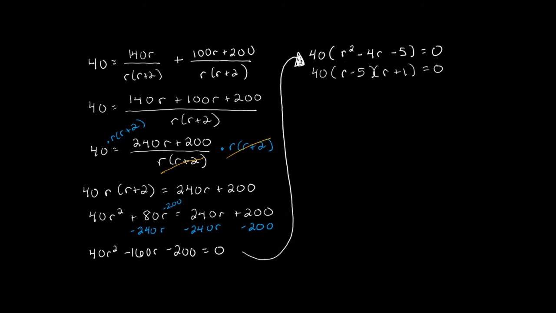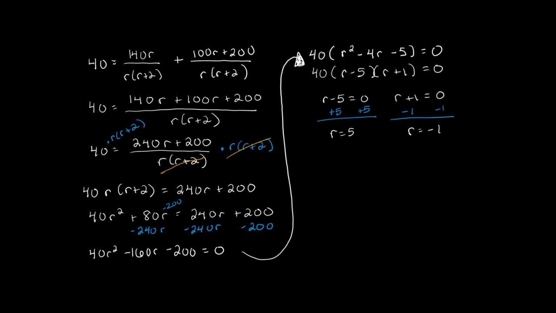Once you have your quadratic factored and equal to 0, we solve by setting each of the factors equal to 0. I don't have to do 40 because 40 equals 0 means nothing. So I have r minus 5 equal to 0, r plus 1 equal to 0. And then I solve each of these for r. I get r equals 5 and r equals -1.